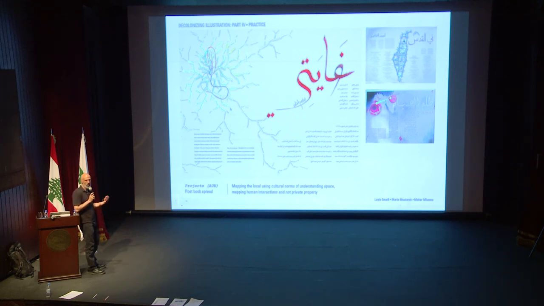When I first came back in 2004, I was really struck by the difference in navigating. It wasn't a map of streets. There's only one official map of Beirut, which is the electric company's map, because they want to know who's paying them and how.